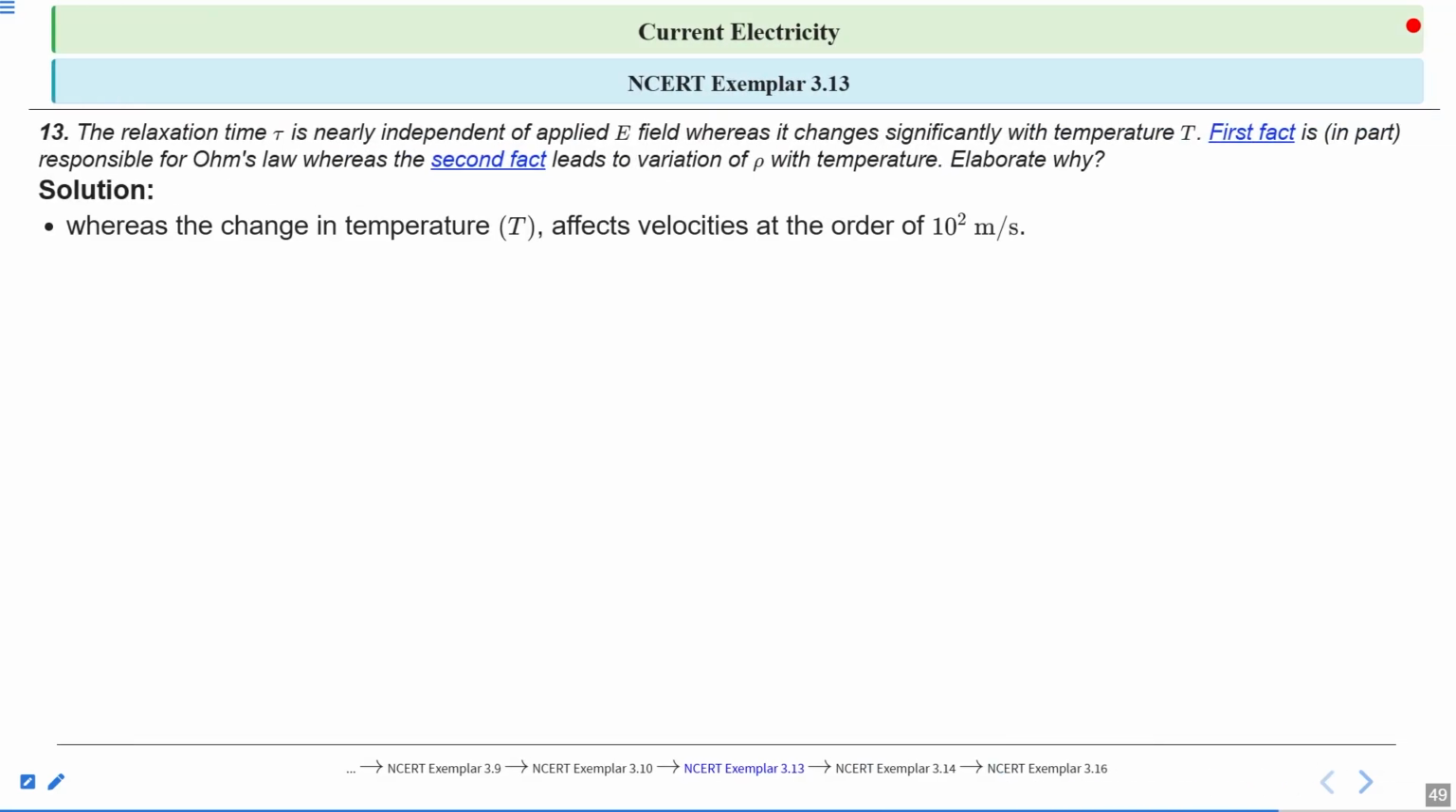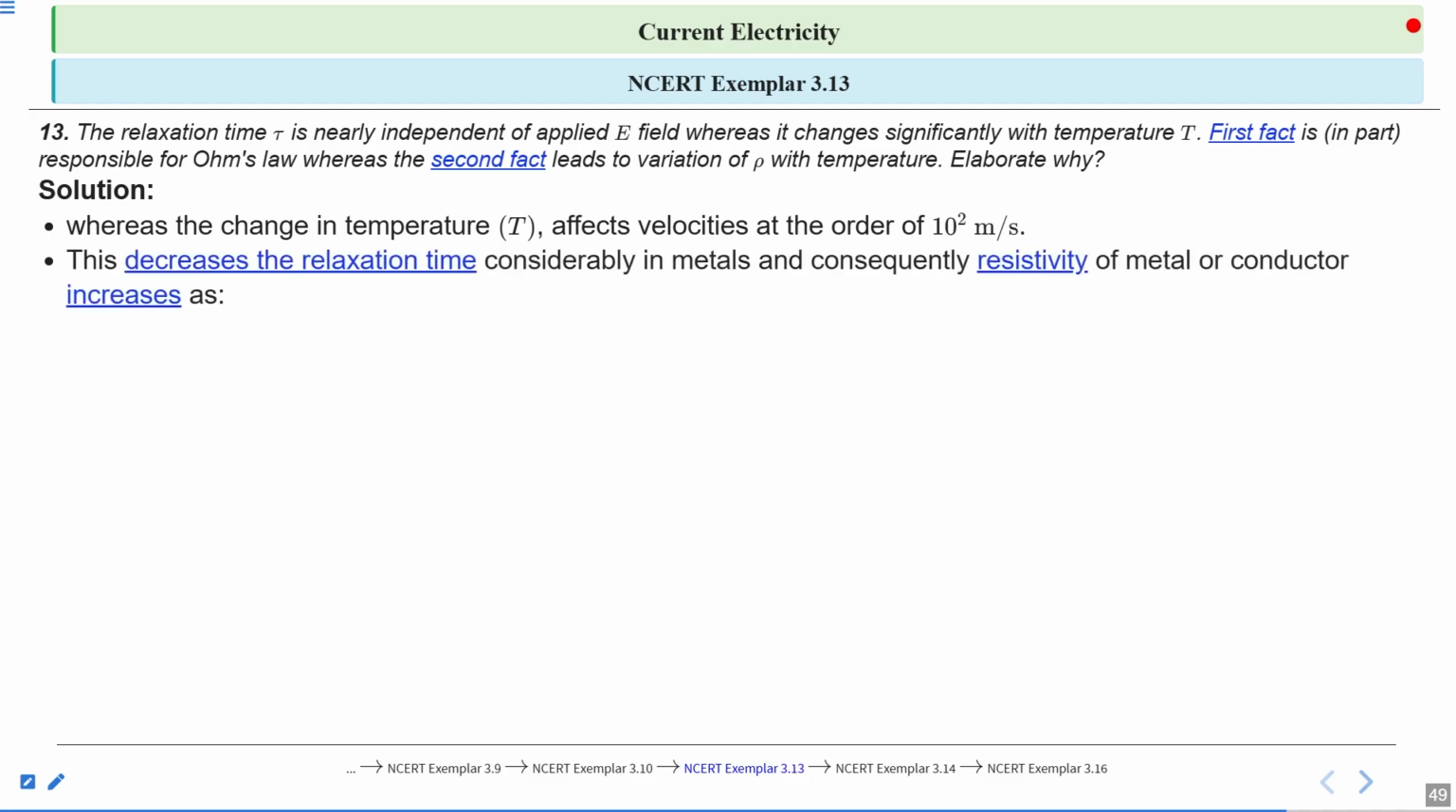Whereas the change in temperature affects the velocity at the order of 10 raised to 2 meter per second. If we change the temperature, the velocity can be affected, and it is of the order of 10 raised to 2 meter per second. So that amount of change can happen if we change the temperature, which is significant. This large change in the velocity will decrease the relaxation time considerably in metals and consequently the resistivity of a metal or conductor increases.